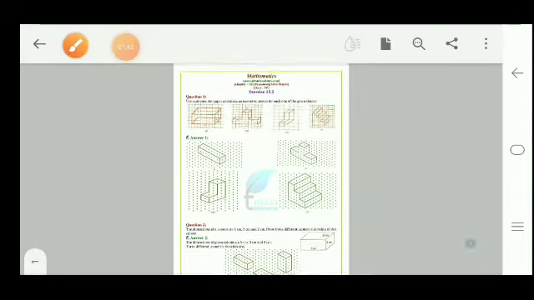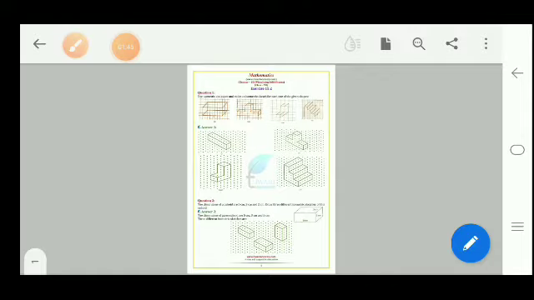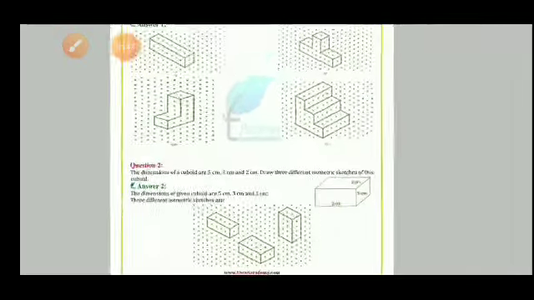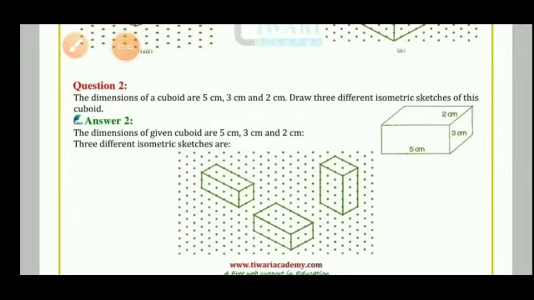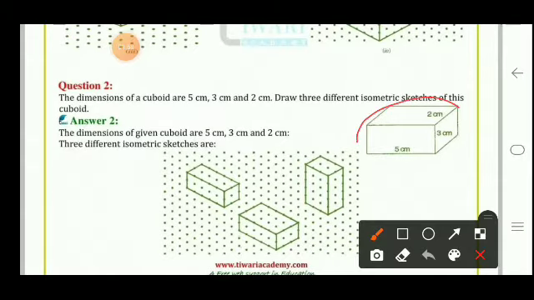Then in question number 2, the dimensions of a cuboid are 5, 3 and 2. Draw 3 different isometric sketches of this cuboid. So we can see this is given with different dimensions. Here we are taking 2, then 5, then 3. In this way we are making it, then we can take it as 2, 3 and 5 like this. So in different ways we can make these isometric sketches.